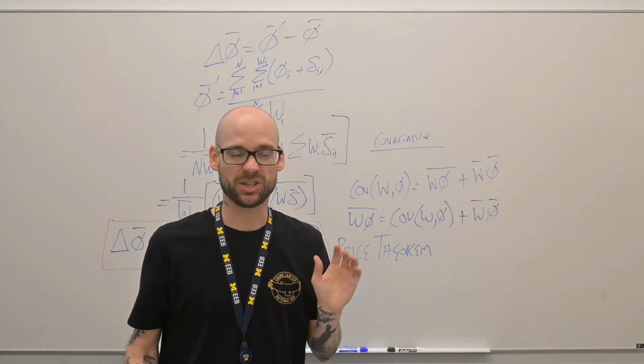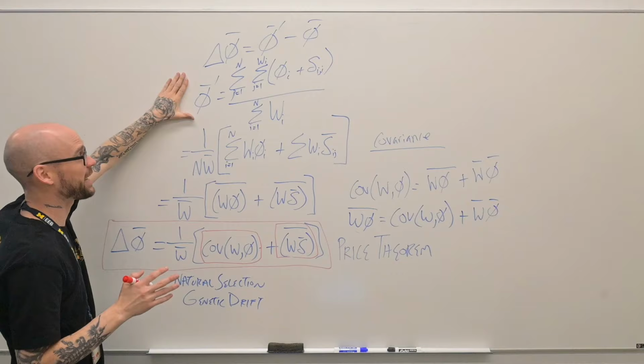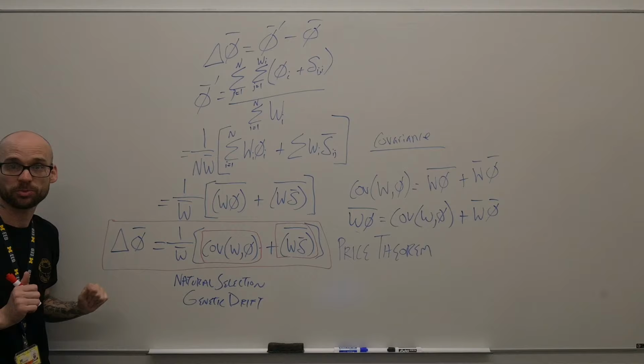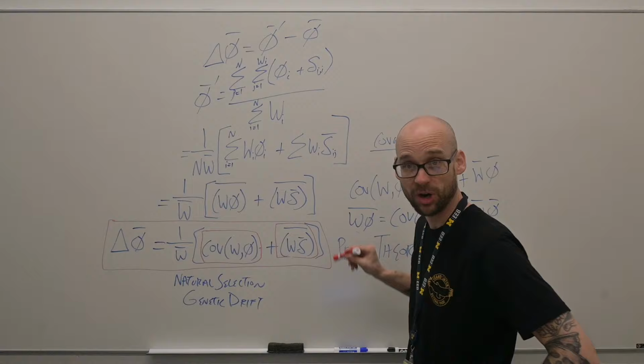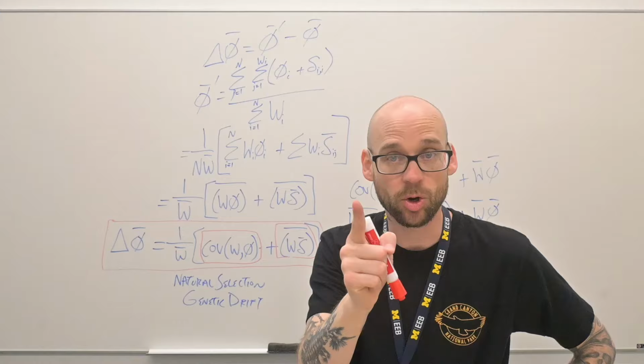We started off with our simple diagram, we wrote that diagram mathematically, and then we derived this expression from it, okay? No simplifying assumptions. What I want to show you now is that we can start from this point, from the Price theorem, and get Fisher's fundamental theorem without making a single simplifying assumption. Okay? And that is what we're going to do next.